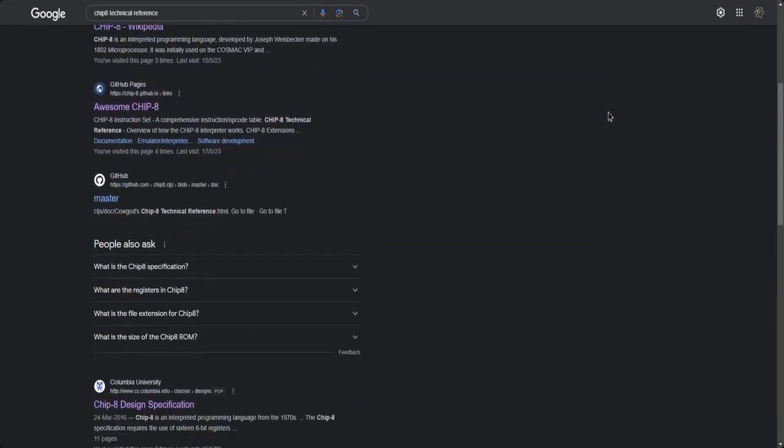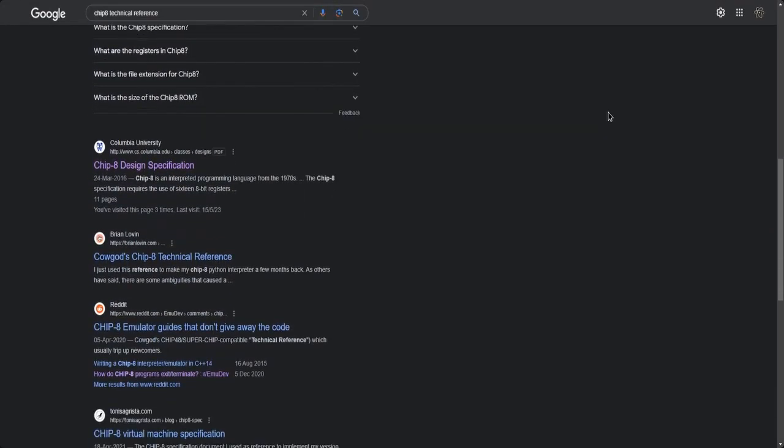The way to start out with any emulation project is to, well, read the specification. That's pretty much necessary. So I looked around online and came across many a technical reference, but the one that I found the most helpful was this one.